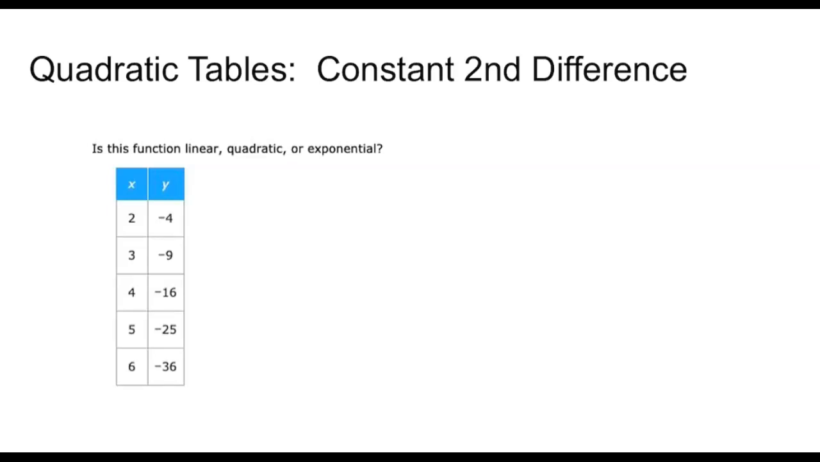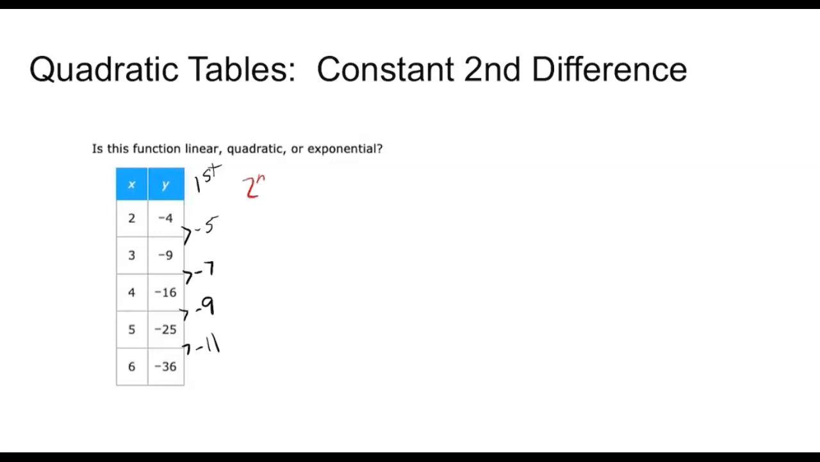Now hopefully maybe you notice that 2 squared could be 4, so you're thinking about that other side. So let's try it out. First difference first. If I'm at negative 4 and I want to get to negative 9, subtract 5. If I'm at negative 9 and I want to get to negative 16, I subtract 7. Negative 16 to negative 25, subtract 9, and from negative 25 to negative 36, I subtract 11. That is not a constant. So right there I know, not linear. Then I go ahead and move to my next set.